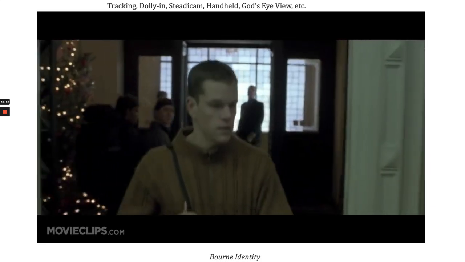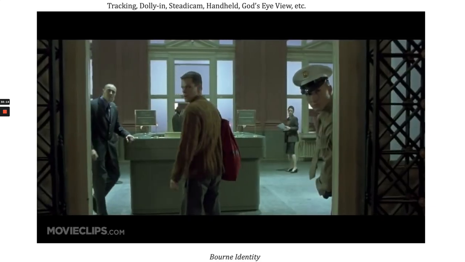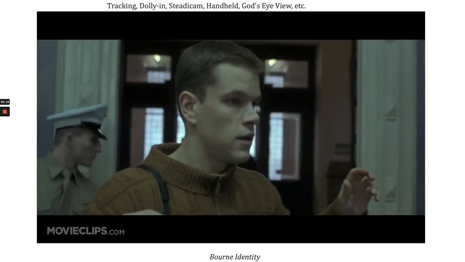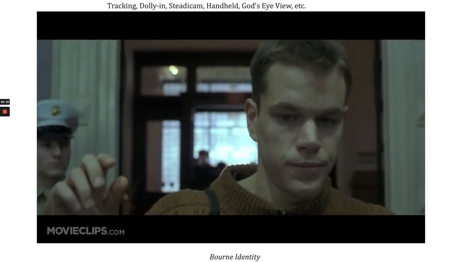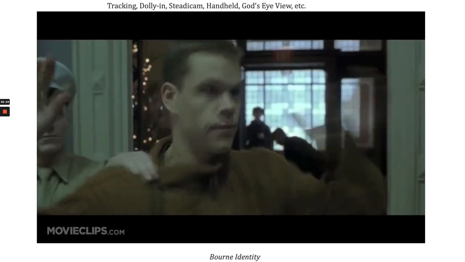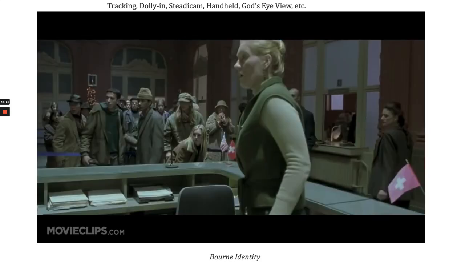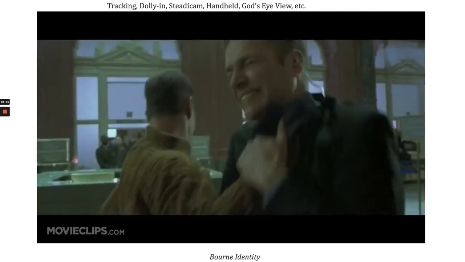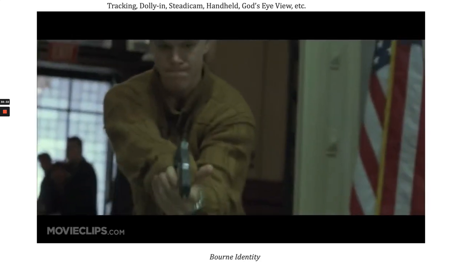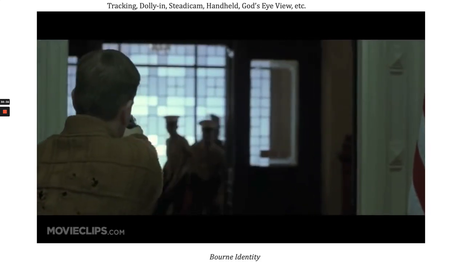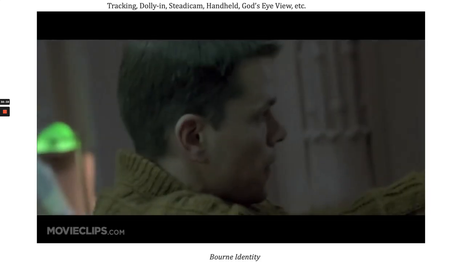We have a Dutch angle, medium close-up, medium long shot, Dutch angle to a close-up, right? We have kind of a dolly in to a close-up, medium shot for those individuals. Notice this right here, God's eye view, showing that his life has changed. His life of just an ordinary person is now over. Now he's going to be tracked by the governments.